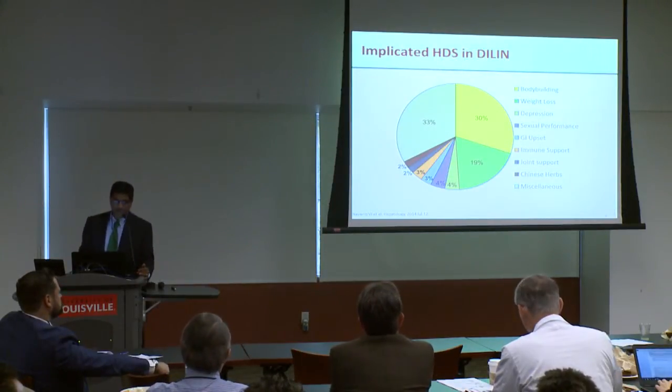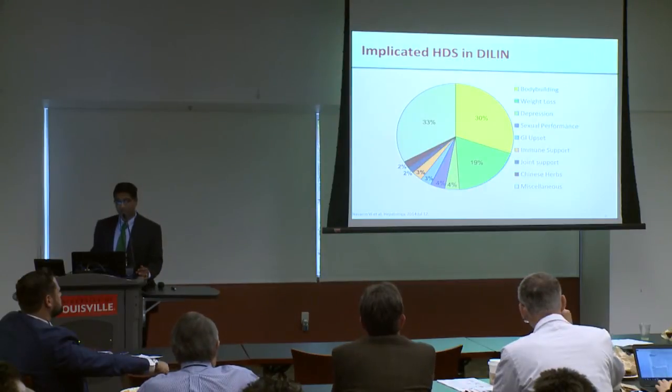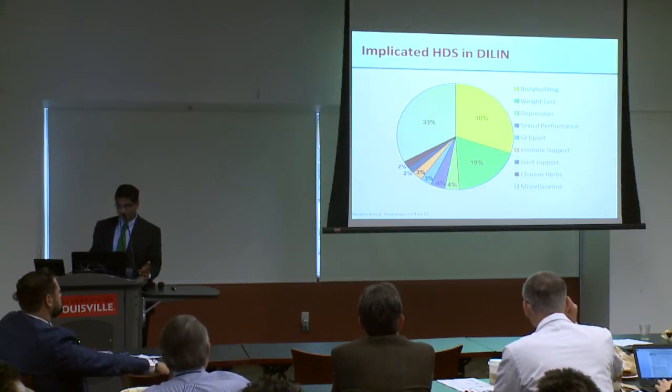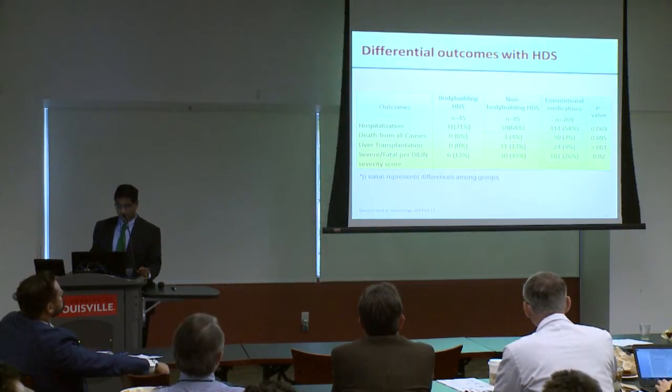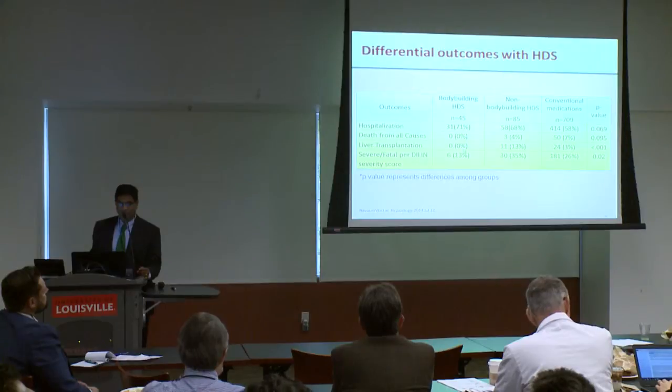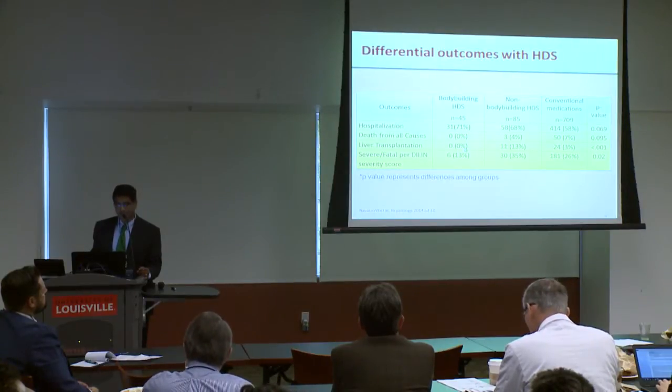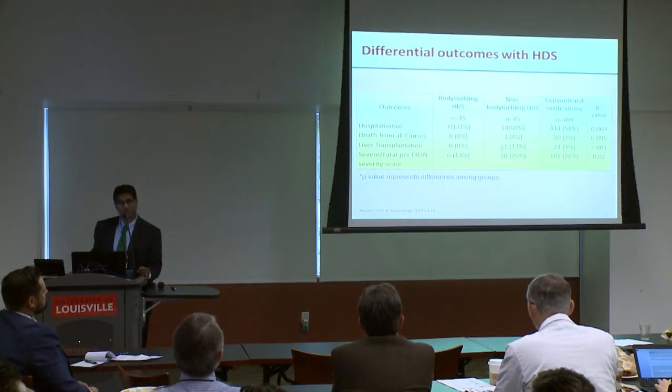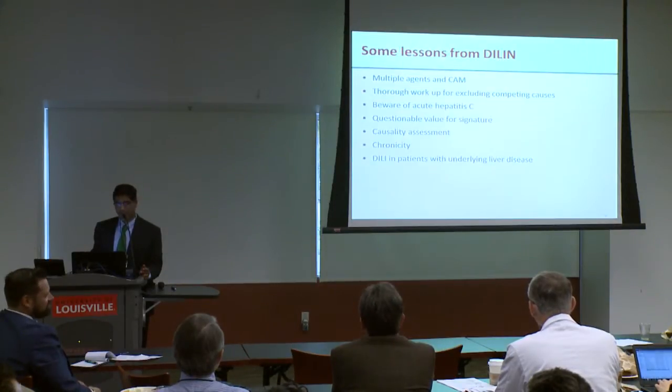Some of the agents include stuff for bodybuilding, weight loss, depression, and other things. The outcomes were a little bit different with regard to bodybuilding. People never really needed liver transplantation, but non-bodybuilding supplement people ended up requiring liver transplantation. So we use this data sometimes to postpone the liver transplant workup.